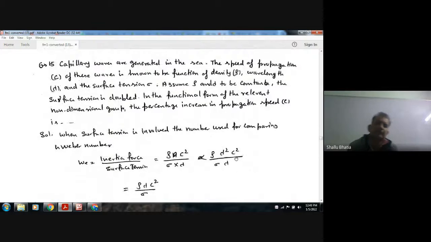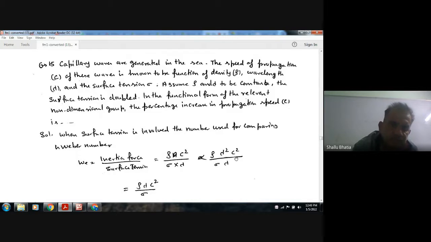Next, capillary waves are generated in a sea. The speed of propagation c of these waves is known to be a function of density, wavelength, and surface tension. Assume rho and lambda to be constant. The surface tension is doubled. In the functional form of the relevant non-dimensional group, the percentage increase in propagation speed is.